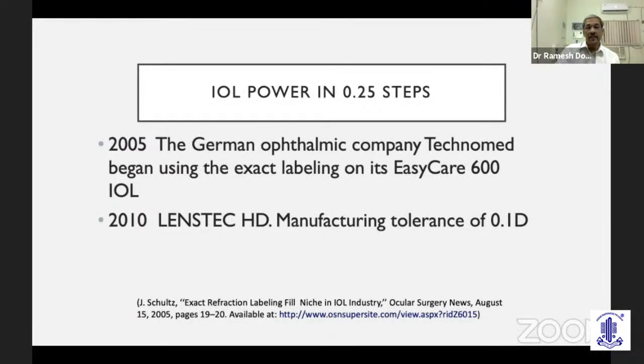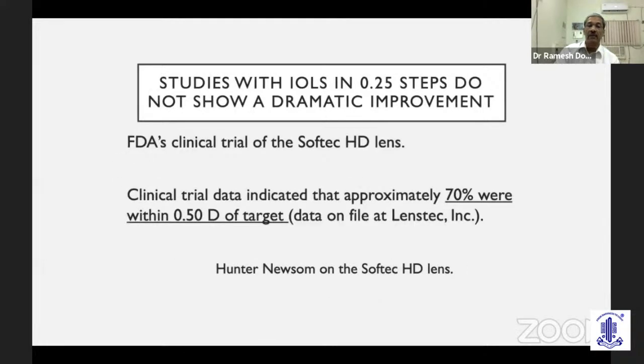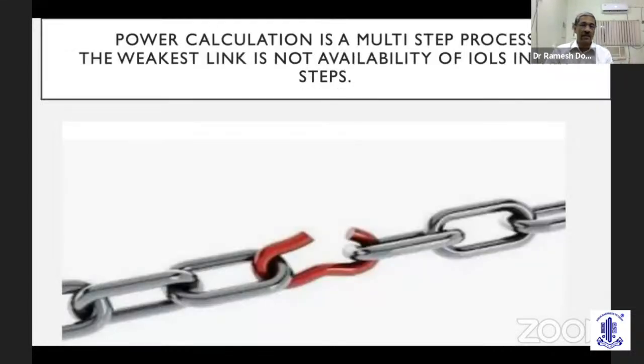In 2005, Technomed, a German company, started using the exact labeling method. And we know that LensTech HD is also supplying hydrophilic lenses, and they claim to have a manufacturing tolerance of 0.1D. When these lenses were implanted, various surgeons have shared their data, and they show that up to 84% of their post-ops will be within 0.5 diopter. And for the LensTech and SoftTech HD lens, Hunter Newsom presented that 70% of his post-ops are within 0.5 diopter. As most of us are able to achieve these levels with our regular lenses, the need for a 0.25 step has not really picked up.